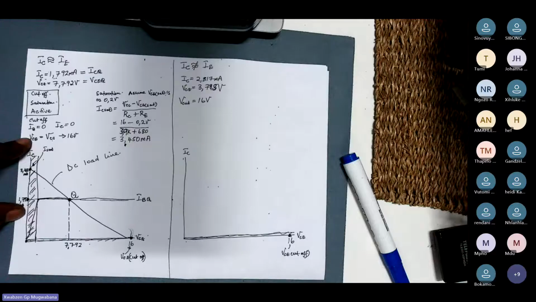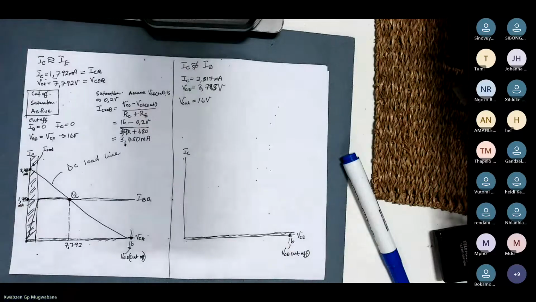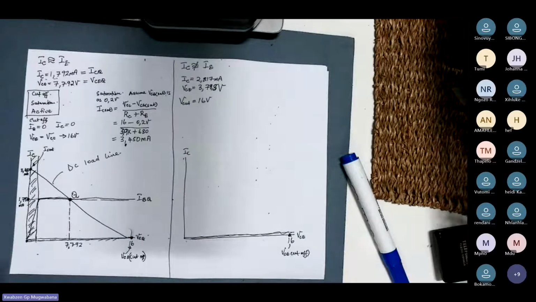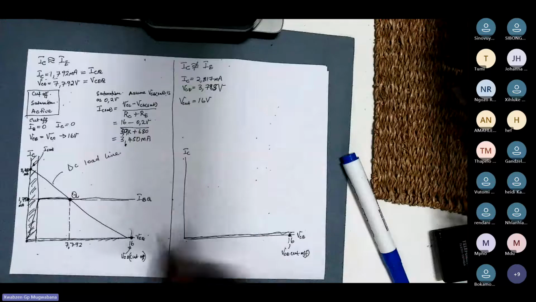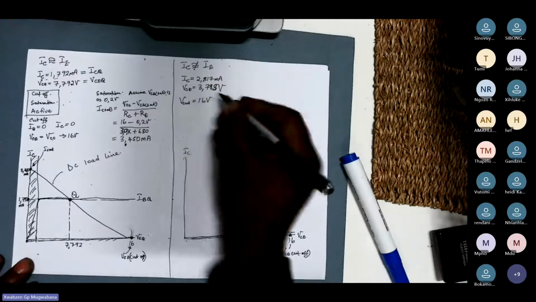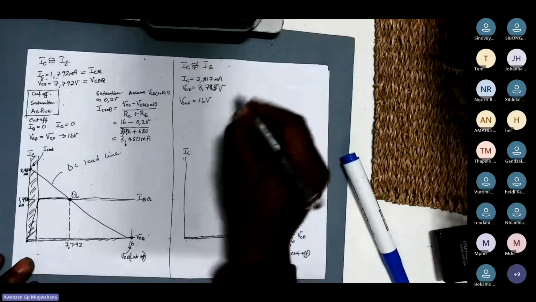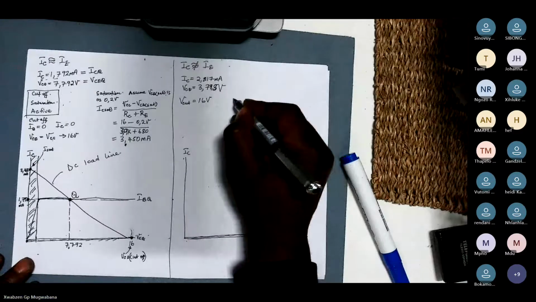Okay? Now, if I'm not given the condition of VCE set, I will assume that VCE set is 0. Now, find I set. Find I set.